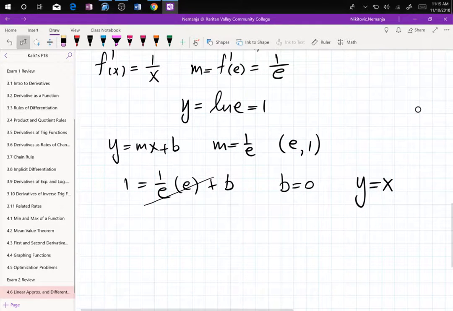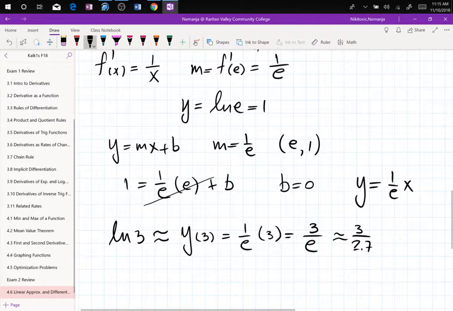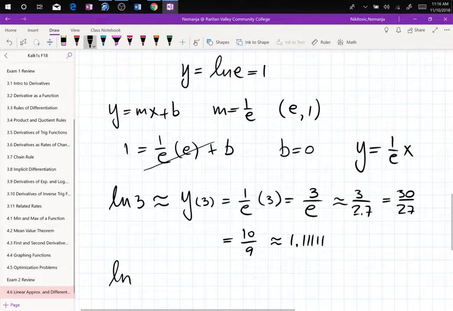So now, what is ln 3? ln 3 is approximately the same as y computed at 3. And that is, oh, hold on, 1 over e times x. I forgot to put in a slope. So that's 1 over e times 3. Which is 3 over e, which is approximately 3 over 2.7, which is 30 over 27, which when you cancel, you get 10 over 9, which is approximately 1.1111 forever. So we approximated that ln 3 is about 1.1111 forever.